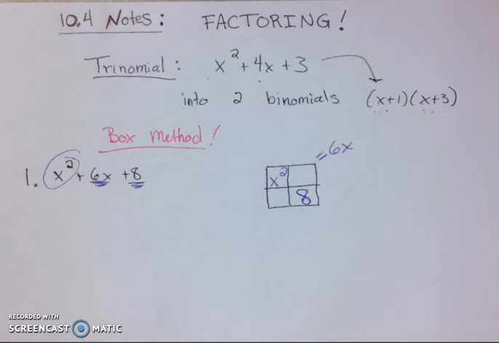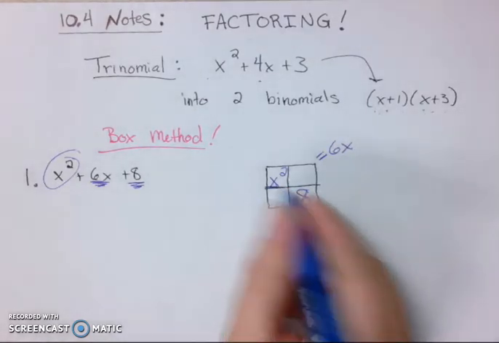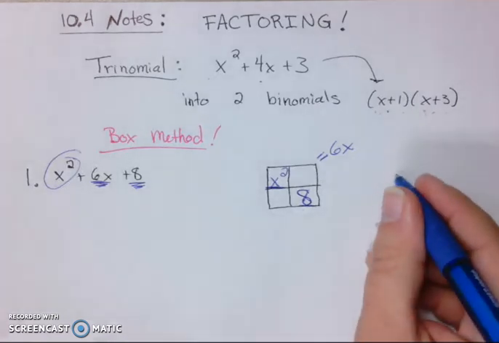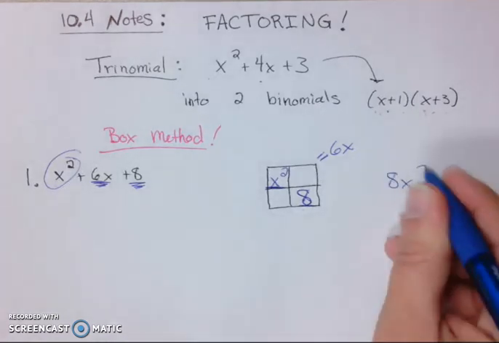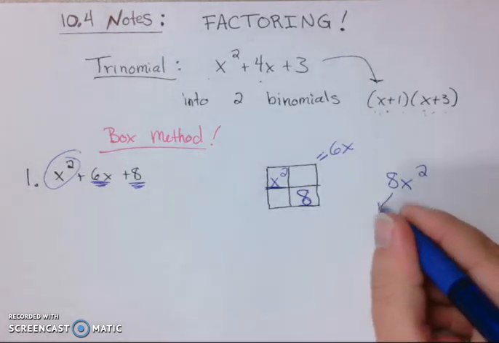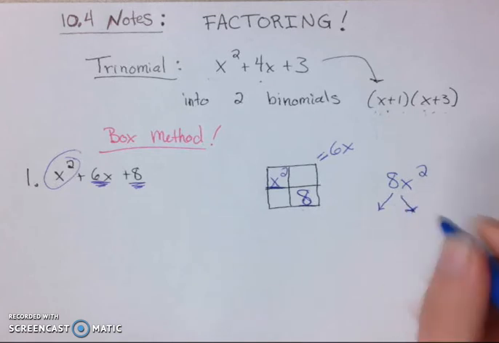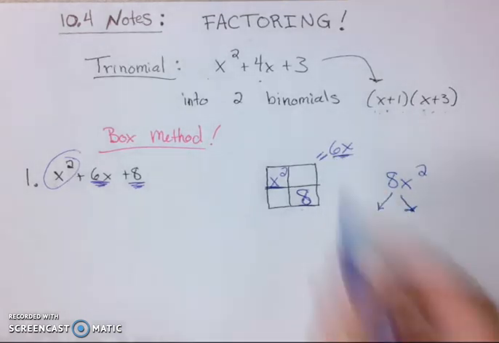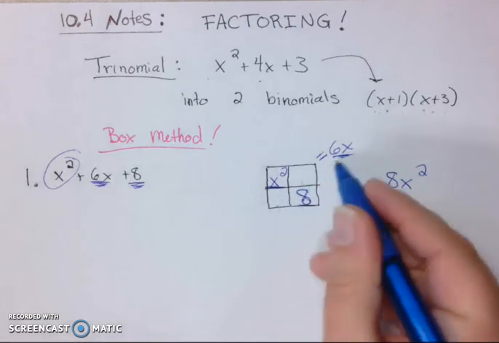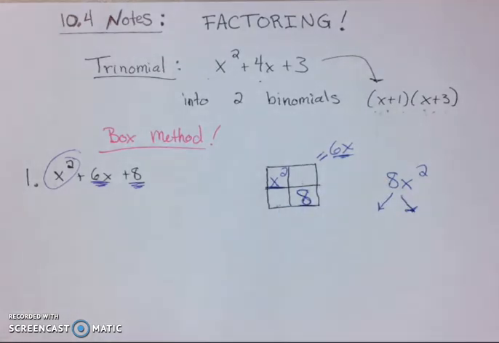So then what we do is we actually multiply these together. I take 8 times x squared, and I write that over here to the side. I get 8x squared. Now, this is why it's called factoring. We are trying to find factors. We're trying to find factors of this number that are going to add to 6x. Because remember, these two, whatever's in these 2 boxes, add to make 6x.